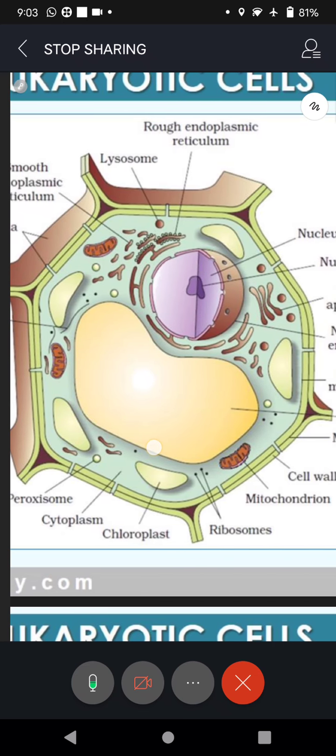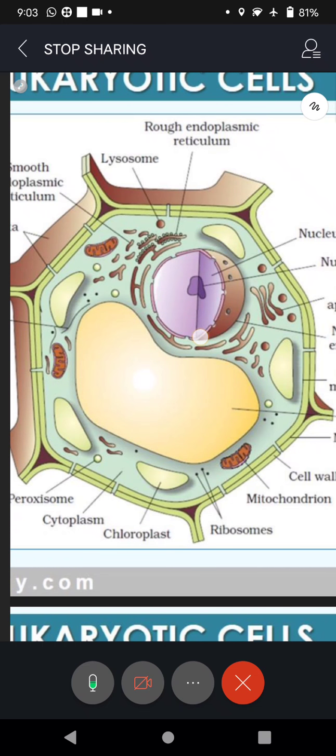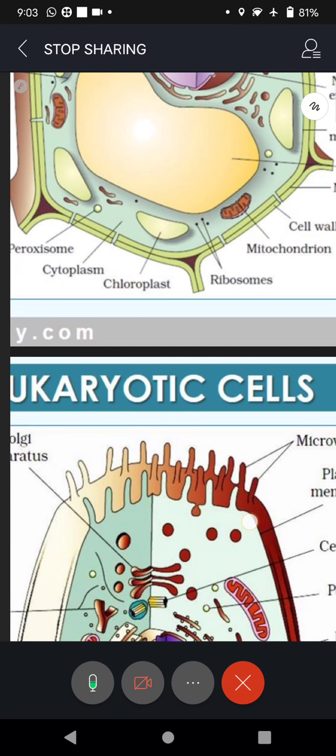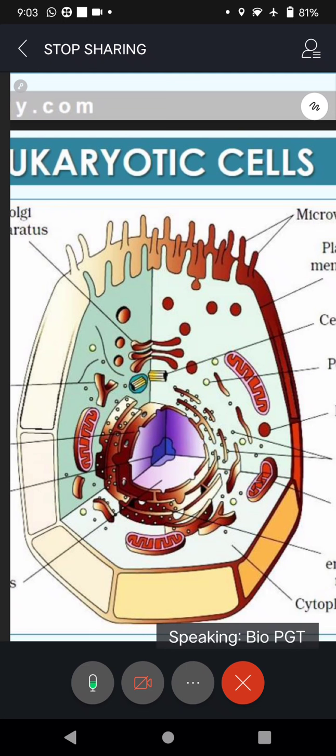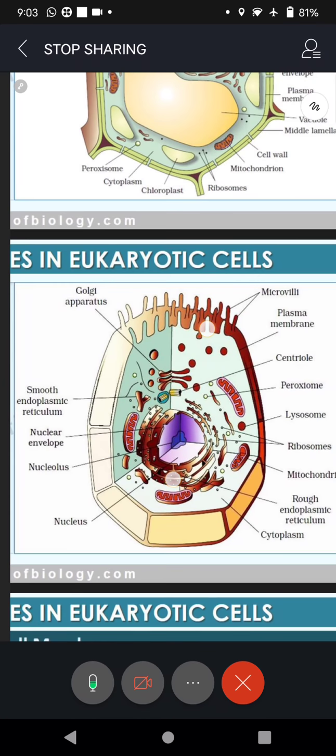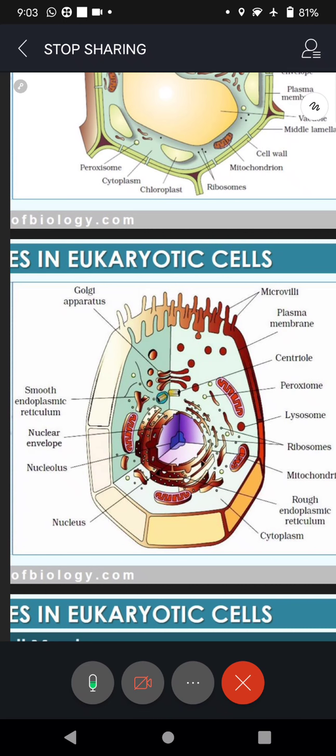So I want you to practice this diagram, plant cell, and today, animal cell. Okay. So I got a lot of time. These two diagrams I want you to practice. What is the difference here between the plant cell and animal cell? Just by observing the diagram only you must have come to know.